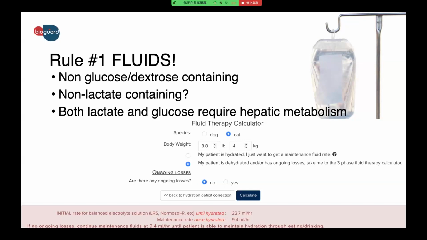So for a 4 kg cat with 8% dehydration, we will use 24 hours to rehydrate the animal. Commonly we'll need 22.7 ml per hour of fluid for the infusion, and the maintenance rate would be 9.6 ml per hour. So getting the animal rehydrated is pretty important.